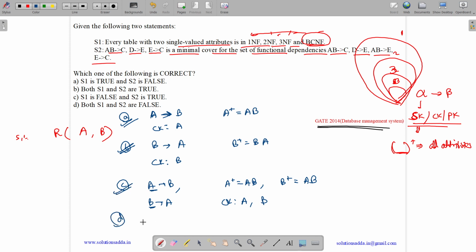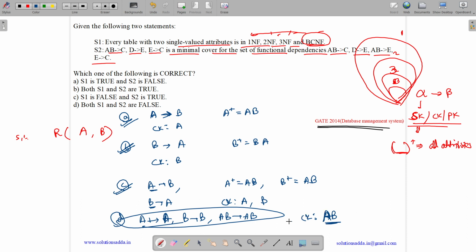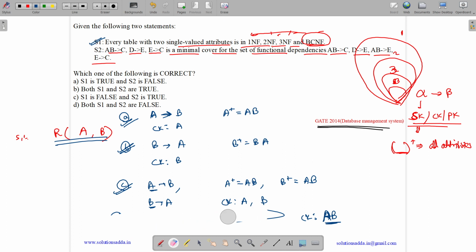Let us see the last case. We can have no non-trivial FDs. It can be possible that all are trivial FDs, like A determines A, B determines B, or AB determines AB. In that case, the candidate key will be a combination of A and B both. But we do not have any non-trivial FD. Thus, it is by default in BCNF. Thus, for two attributes, in all the cases, it will be in BCNF. As it is in BCNF, it will also be in 3NF, 2NF and 1NF. So S1 is true. Now let us see S2.